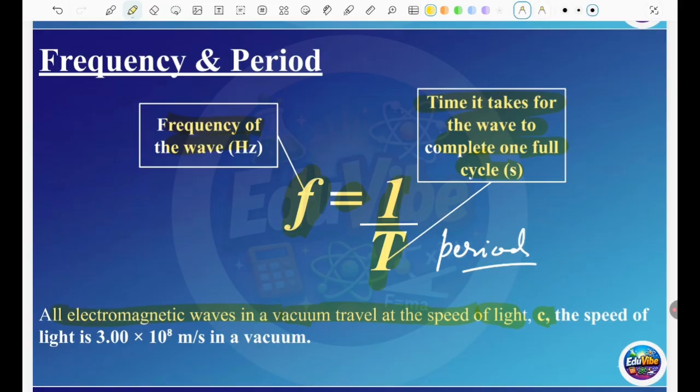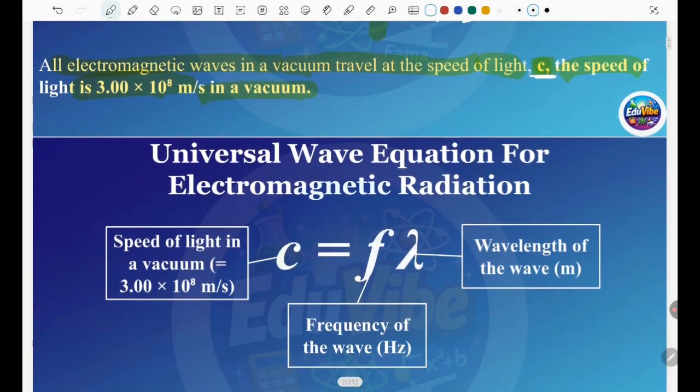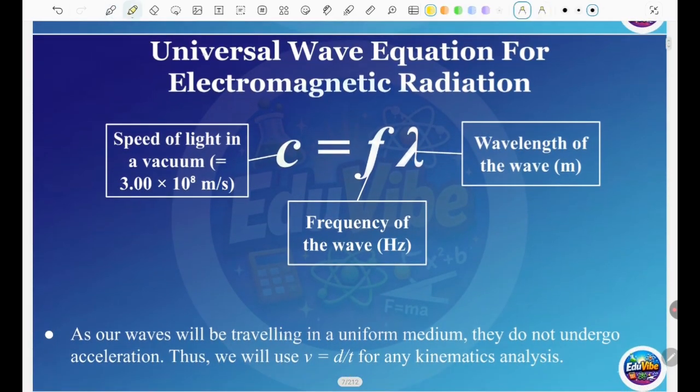In a vacuum, the speed of light, which is v and is now called c, is 3.0 × 10^8 meters per second. So you have to use c instead of v. From here you get the universal wave equation for electromagnetic radiation: c = frequency times wavelength, where c is the speed of light, 3.00 × 10^8 meters per second. We use this formula a number of times in this unit and in the next unit too.